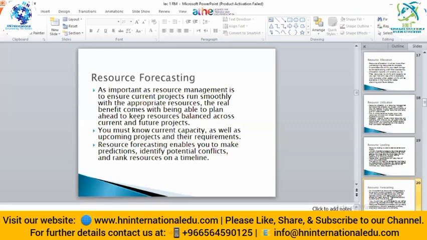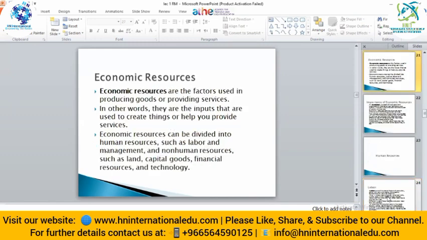So we are not only thinking about the project that is in working or processing state. We are planning the other projects along with that continuing project. Resource forecasting enables us to make predictions, identify potential conflicts, and rank resources on the timeline. So we have to consider which resources have to be updated before the time.